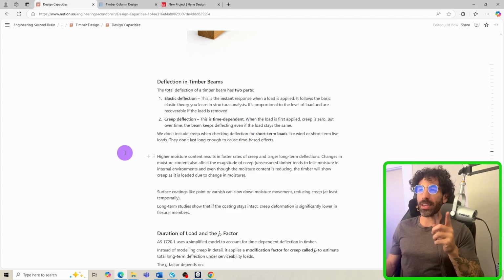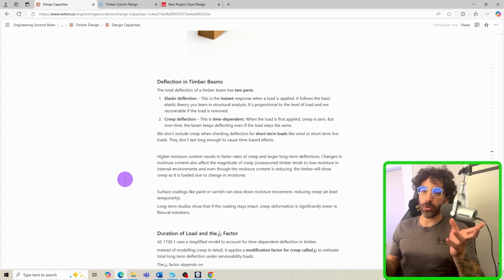But over time, the beam deflection keeps increasing even if we don't increase the load. If it's time-dependent and we need this long-term load to be applied to the beam, that means that short-term loads like wind or short-term live loads don't last long enough to cause creep effects. The loads are of very short duration. Let's say a wind gust is like 5 seconds.